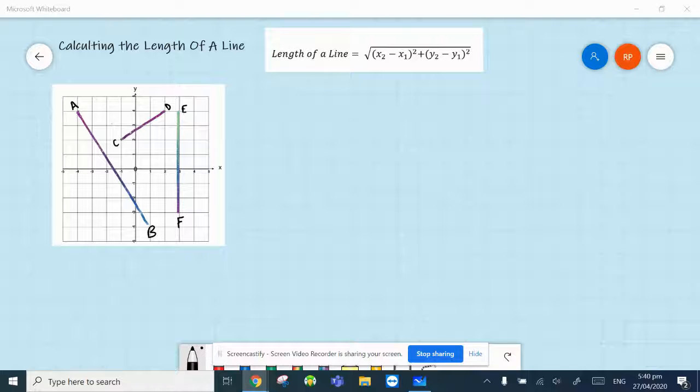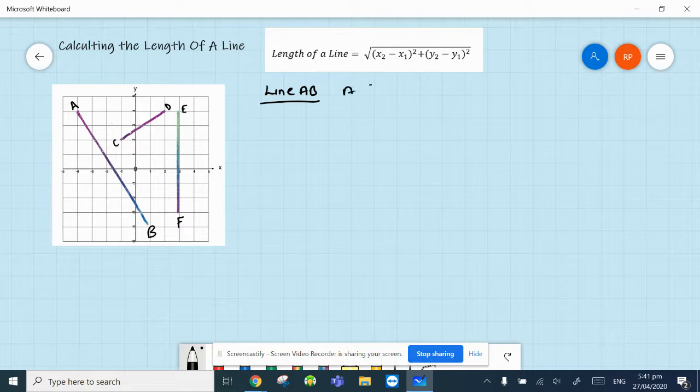Okay, so we're going to review length of a line. I've put the equation up there for you. We're going to do one, and then I'm going to leave you some time to do the other to double check. This is a really important skill. So we're going to start with line AB again, where A is (-4, 4) and B is (1, -4).